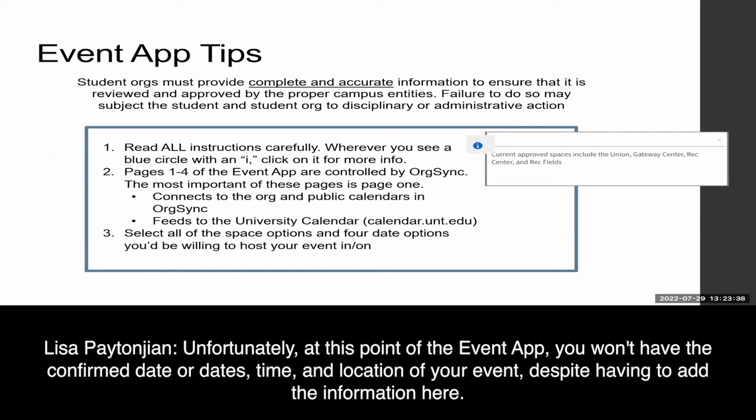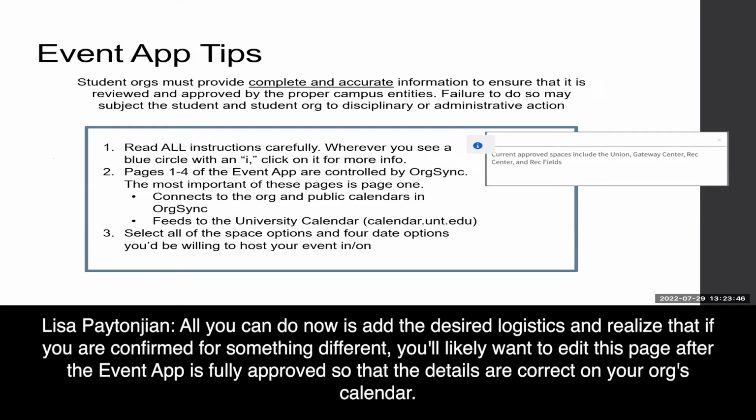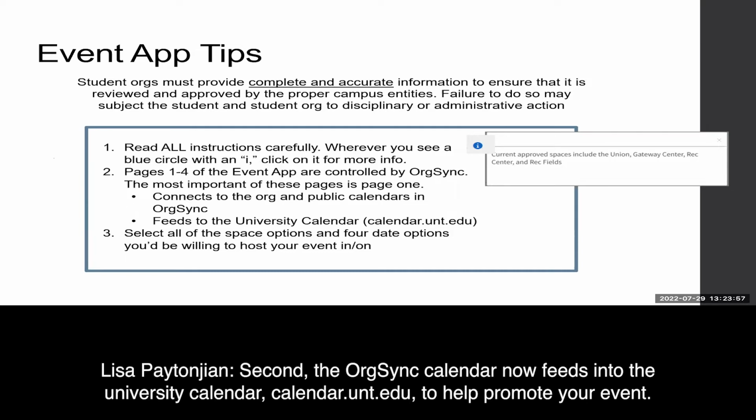Unfortunately, at this point of the event app, you won't have the confirmed date or dates, time, and location of your event, despite having to add the information here. All you can do now is add the desired logistics and realize that if you are confirmed for something different, you'll likely want to edit this page after the event app is fully approved so that the details are correct on your org's calendar. Second, the OrgSync calendar now feeds into the university calendar, calendar.unt.edu, to help promote your event.